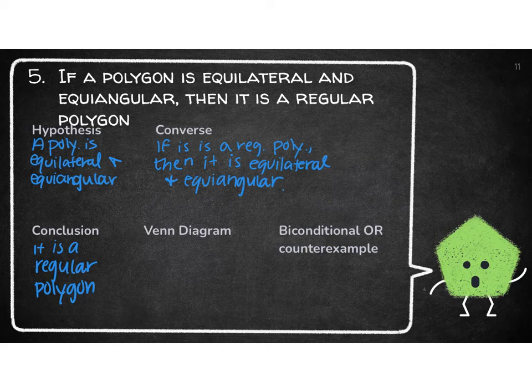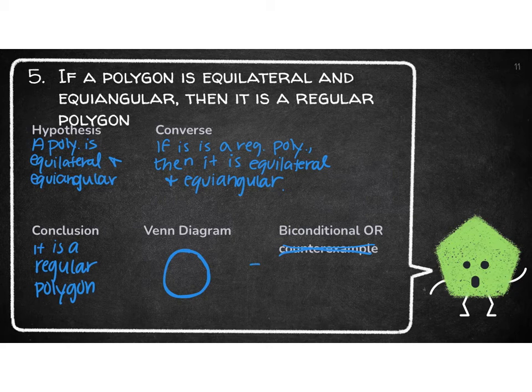For my Venn diagram, I have all of the polygons that are equilateral and equiangular. And then I have all of my regular polygons, and notice they overlap completely. This means that there are no counterexamples. There's no case where they are both not true. What that means is that we can write our biconditional. Again, if the converse is true and the conditional is true, then I write a biconditional. There are two ways to write this biconditional.